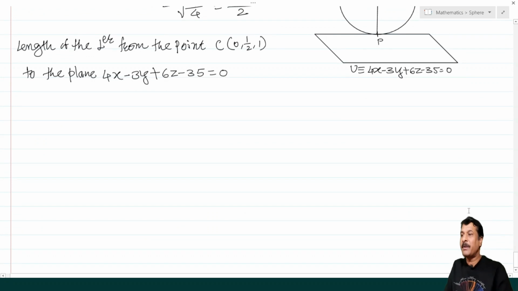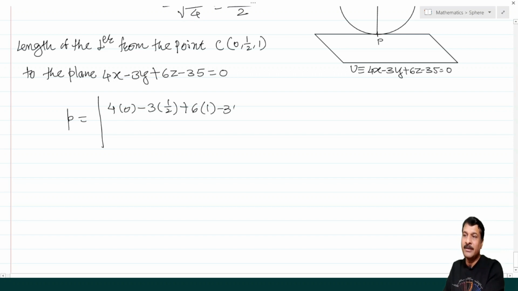So what is that perpendicular distance? I will denote it by P. It is nothing but mod of 4 into 0 minus 3 into half plus 6 into 1 minus 35, upon under root of coefficients of x, y, z squared. So it is 4 square, 16, plus minus 3 square, it is 9, plus 6 square, it is 36. So you simplify it by calculator.